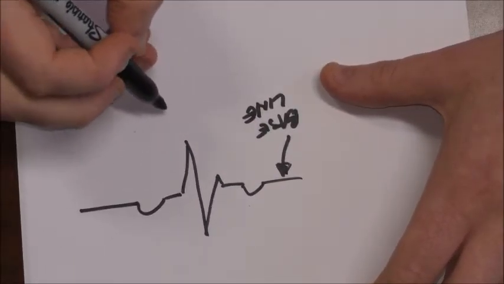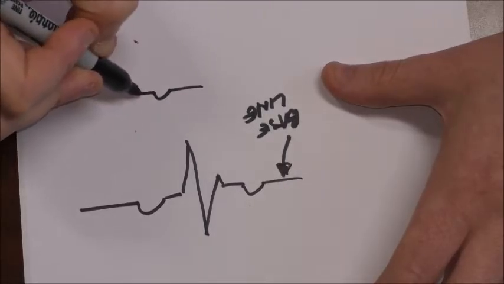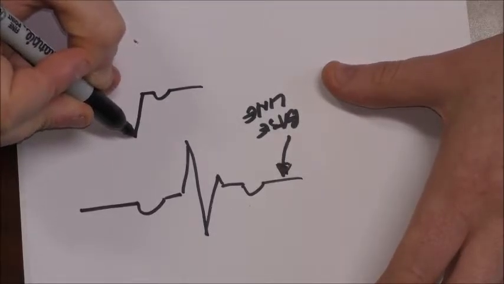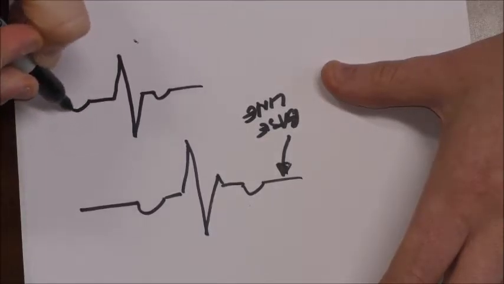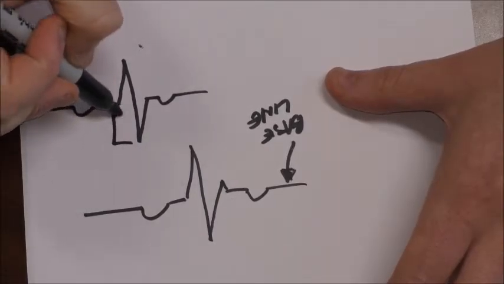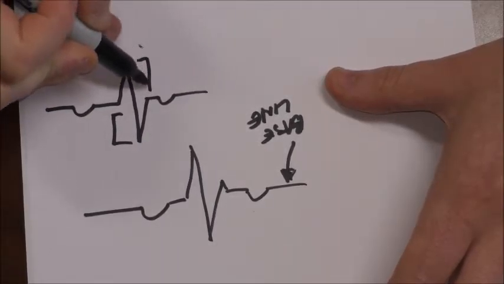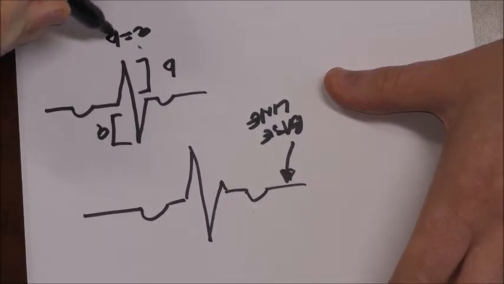So an isoelectric lead would mean that your R wave, this positive deflection, is of the same amplitude as your S wave. So this distance here is equal to this distance here. Okay, so A is equal to B.